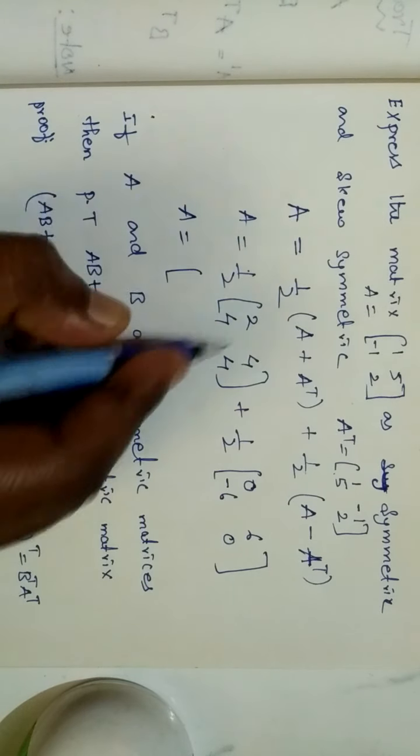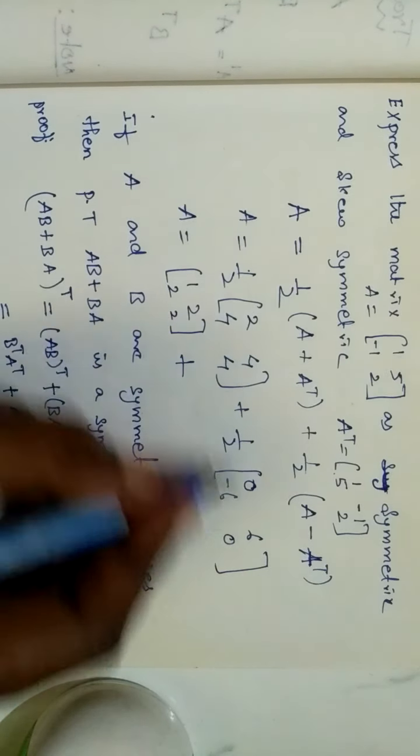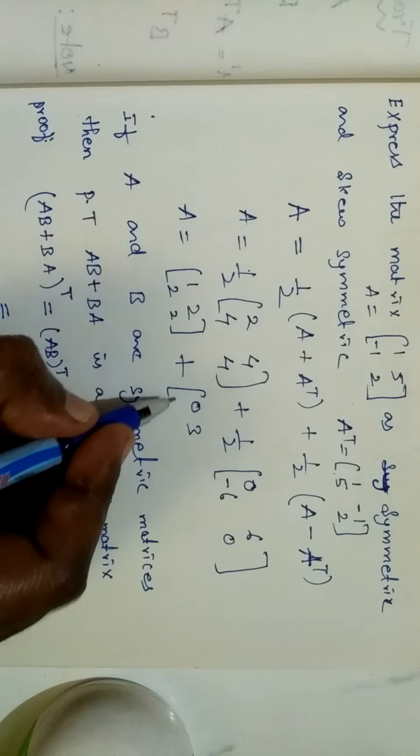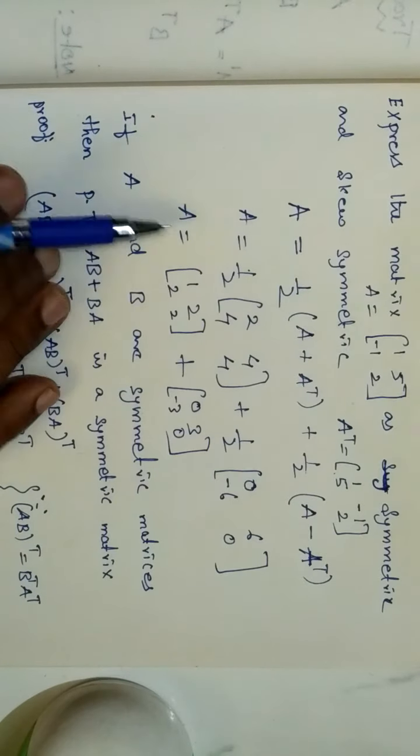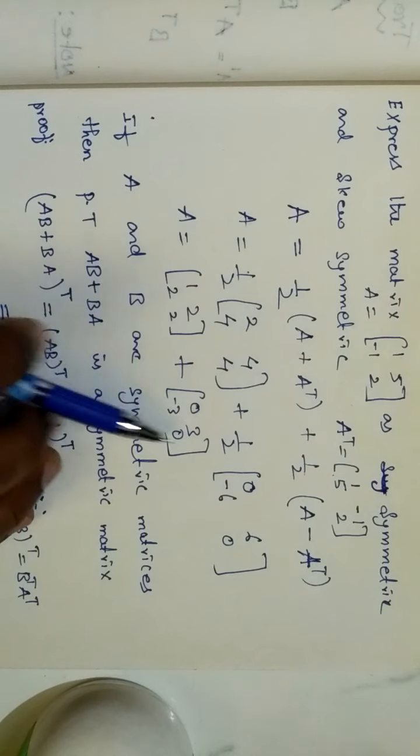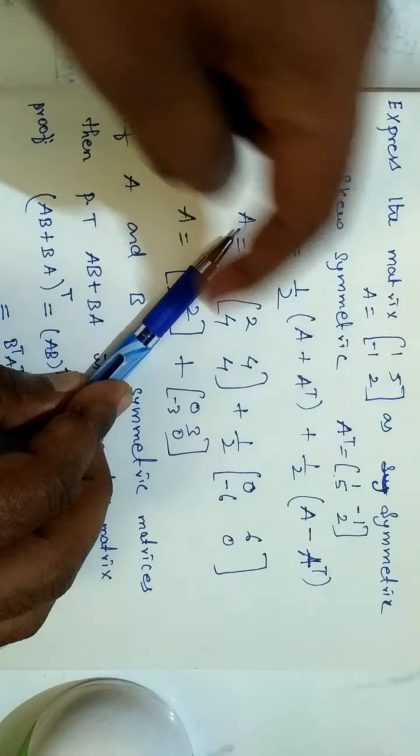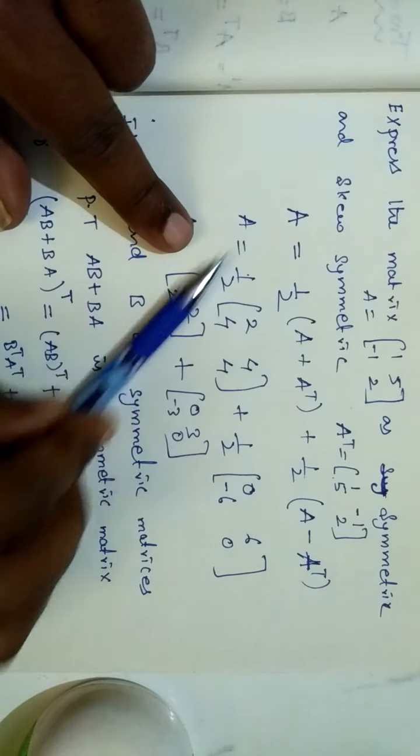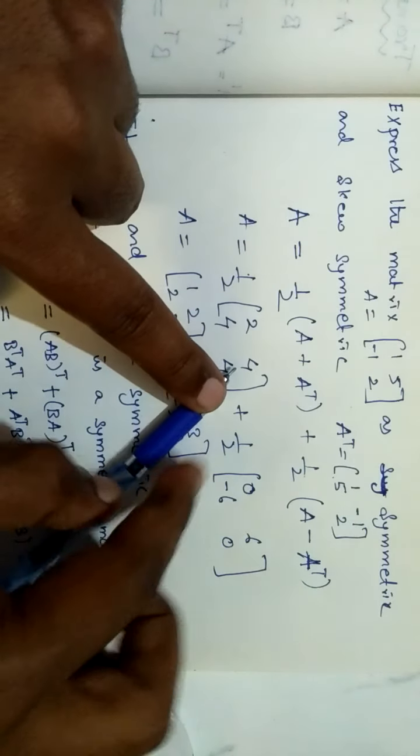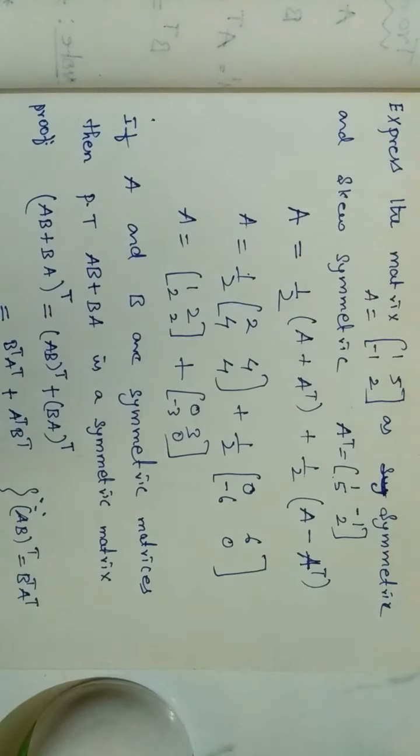Now A is equal to, if you divide by 2, you get 1, 2, 2, 2, and this you get 0, 3, and minus 3 and 0. So matrix A you have written as a sum of a symmetric and a skew symmetric matrix. This is a symmetric matrix because you can see this element reflects over here across the diagonal. Similarly, this is skew symmetric because the diagonal elements are 0 and this element is reflecting over here, but sign wise there is a difference. Fine.